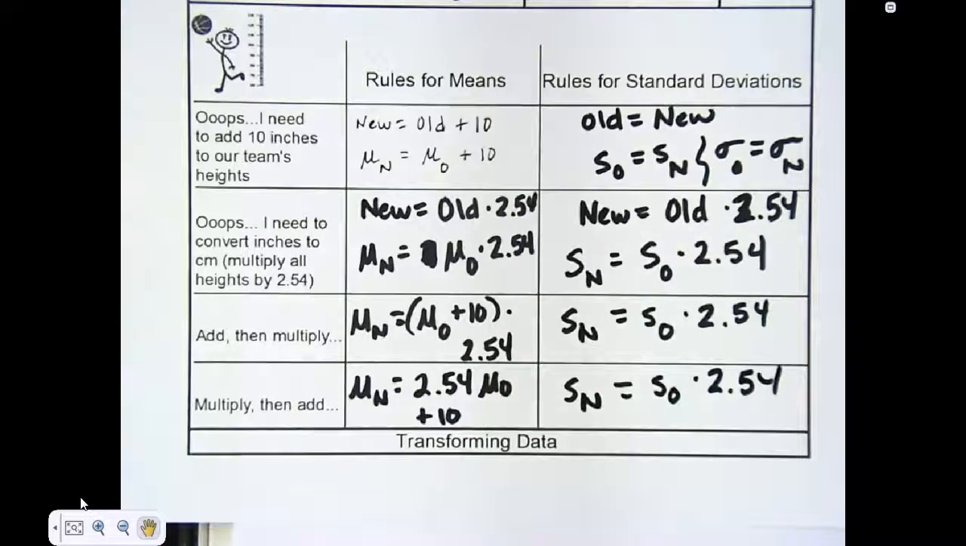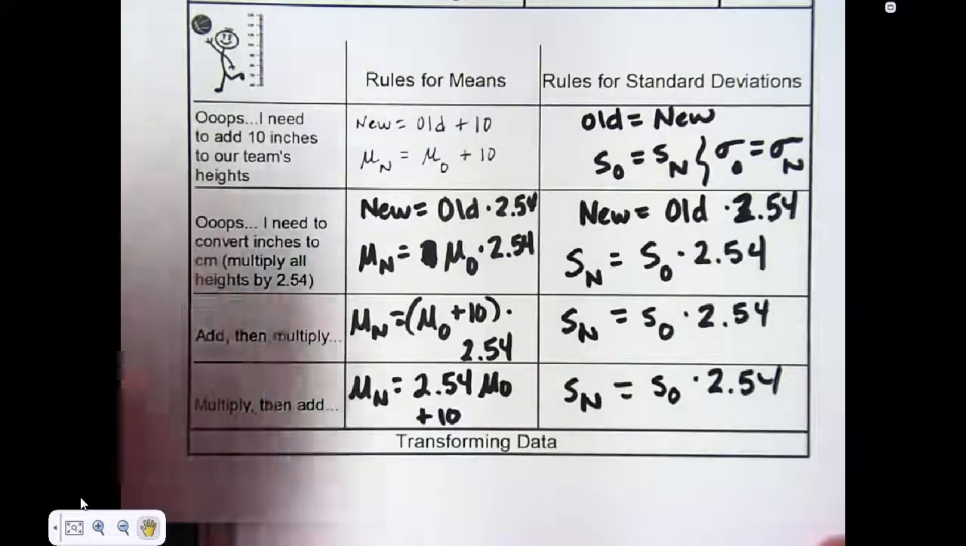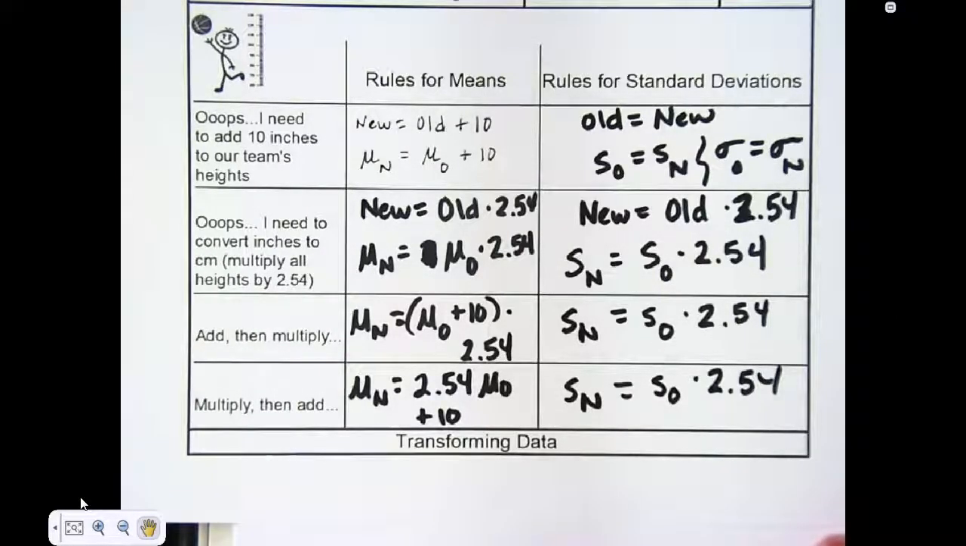Okay, so here's some examples. Pretty much when I'm adding or subtracting, my standard deviation is going to stay the same, but if I'm adding or subtracting the same value to all the values in the data set, I would do the same thing to my mean. If I'm multiplying or dividing, I'd multiply or divide the mean, and I would do the same thing for the standard deviation.